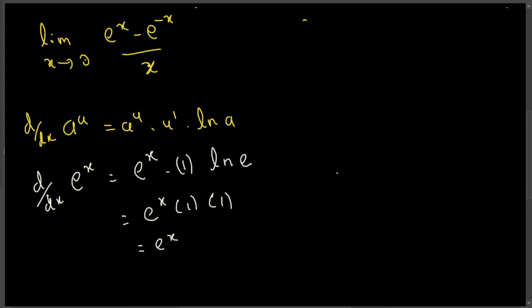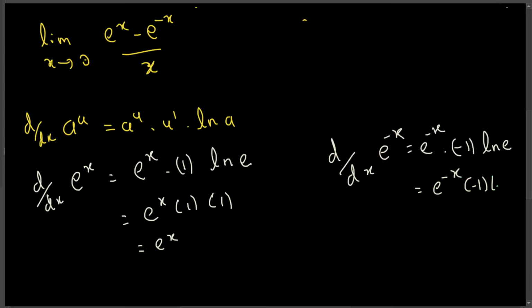Now let's do the same thing for the e power negative x. If I take the derivative of e power negative x, e power negative x remains the same at first, and then we take the derivative of negative x after that. Derivative of negative x is going to be negative 1, and then ln of a is ln e, and ln e is 1, so this is going to be e power negative x times minus 1 times 1, and that's going to give us negative e power negative x.